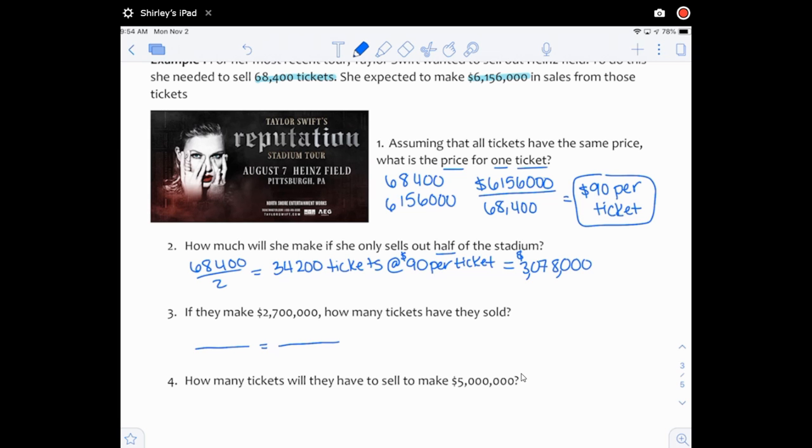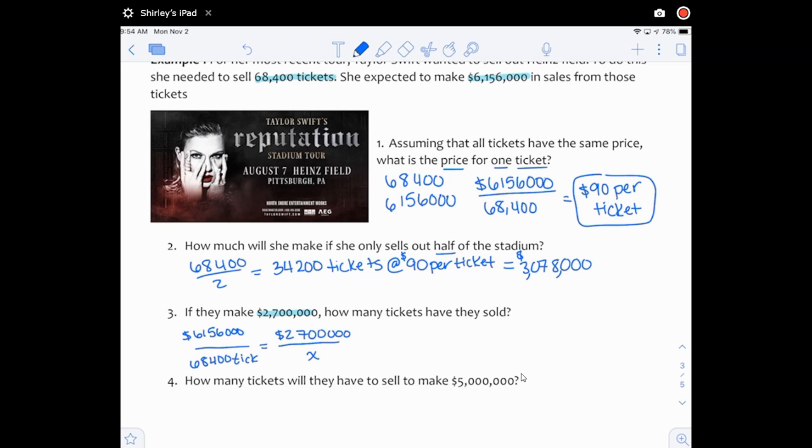Okay, so I'm going to take one piece of information that I know, that's straight from the beginning. I know that she makes $6,156,000, and then I'm going to put the tickets down below. So we want to make sure that when we're setting up that other side of the proportion, our labels are matching. So now I'm going to talk about what the question is asking. So 2,700,000, since I have money on the top, on the left, I want to make sure I have money on the top, on the right, and then I don't know how many tickets that is.